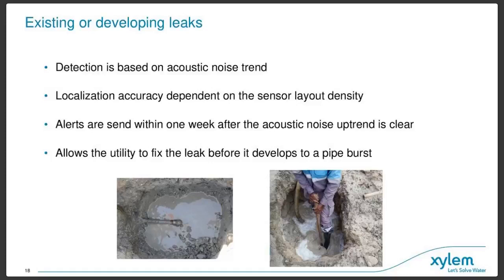But the goal here is to understand the trends that are going up and issue alarms along the way, so that the utility can understand and track the growth of a leak. And so this is really aimed around being able to fix a leak before it develops into a pipe burst, which will obviously require a lot more reactive resource cost.